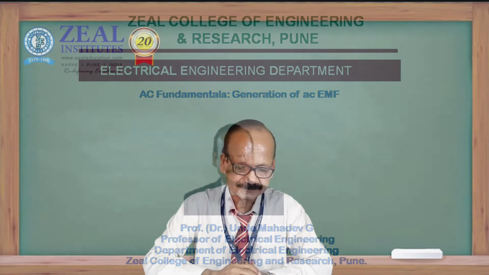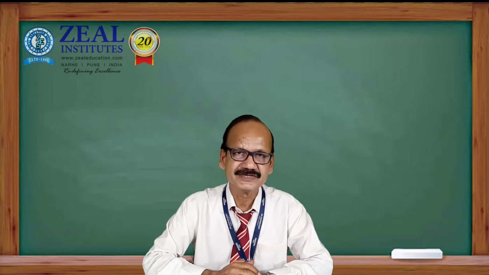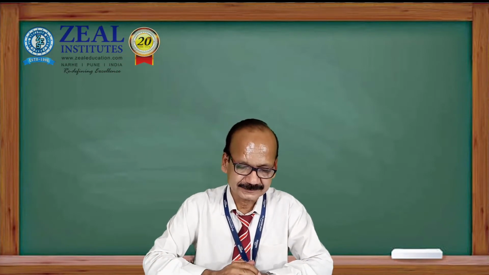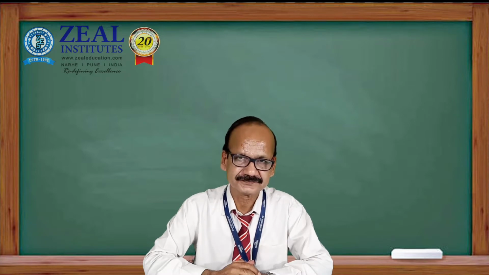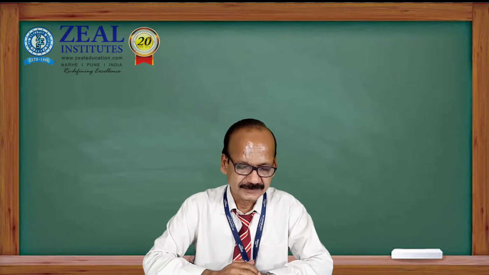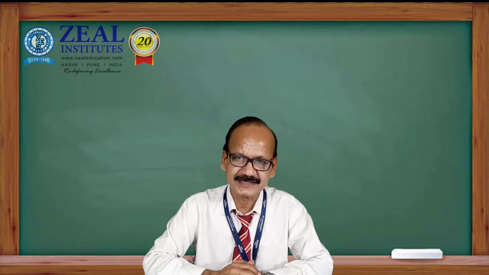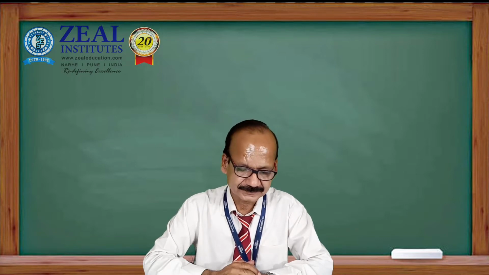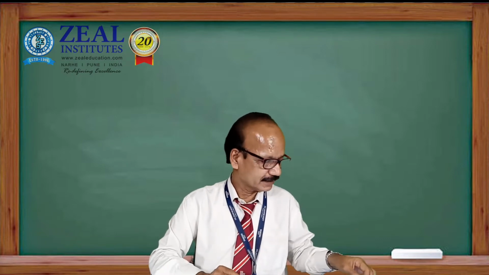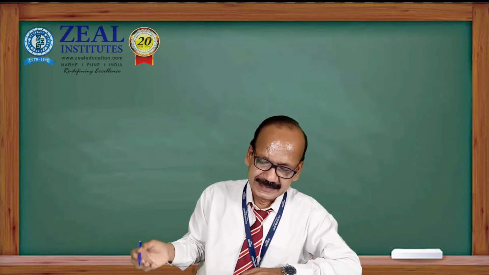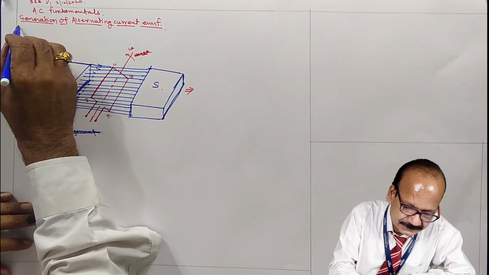Hello students, in today's video lecture of Basic Electrical Engineering, we are going to learn the AC fundamentals. The first point is generation of alternating current EMF. Now this alternating EMF can be generated by two ways.